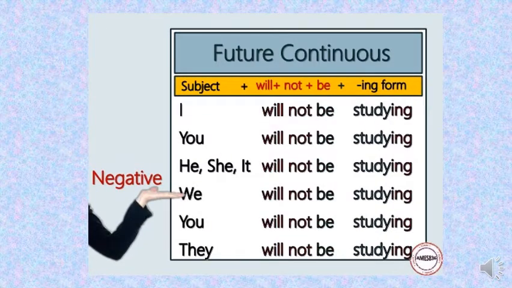In the negative sentences, we use subject plus will plus not plus be plus ing form. For example, I will not be studying, and will not can be used as a contraction form. For example, I won't be studying, you will not be studying or you won't be studying, he, she, it will not be studying, we will not be studying, you will not be studying, they will not be studying.